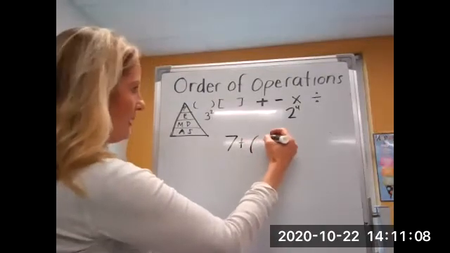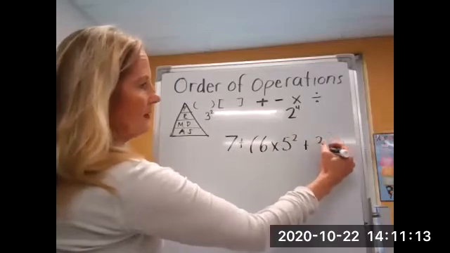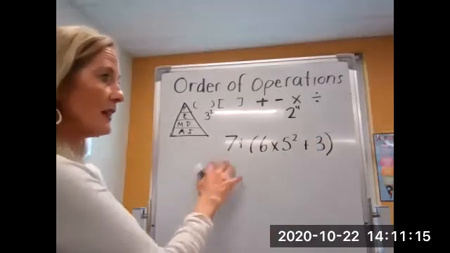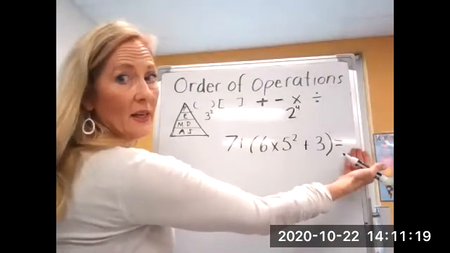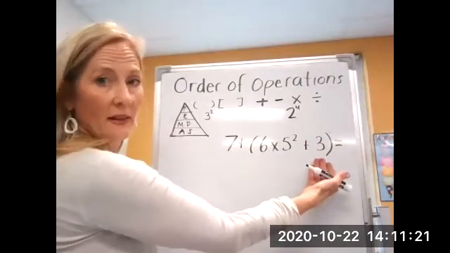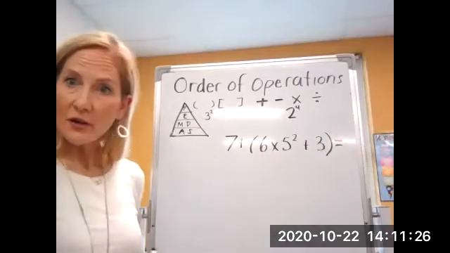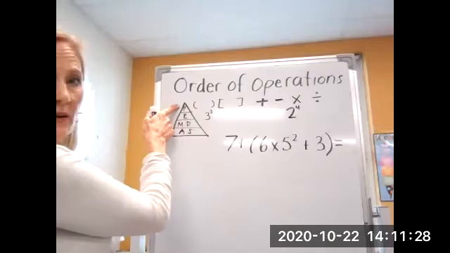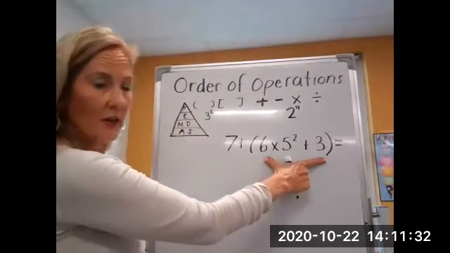7 plus 6 times 5 to the second plus 3. Okay, so here's my expression. It's not an equation yet because I don't know the amount that equals the amount represented in the expression. So I'm calling it an expression. Where do I go first? I look back at my order of operations, and parentheses are first. So I immediately focus in here.